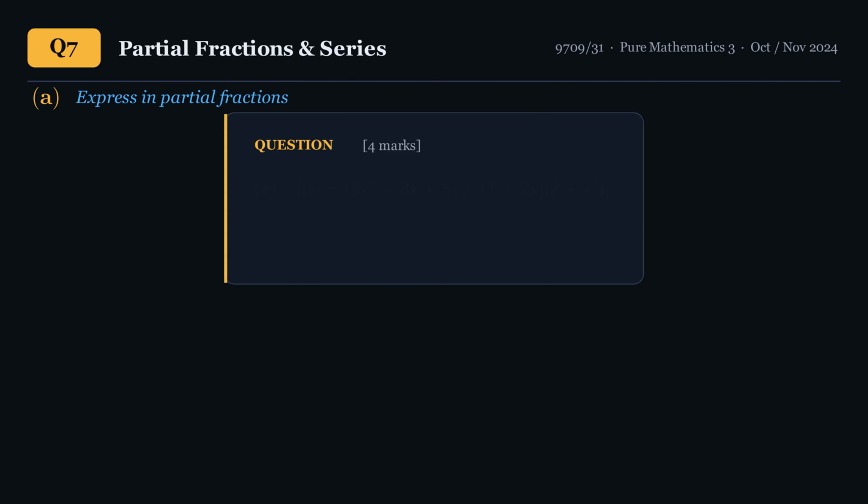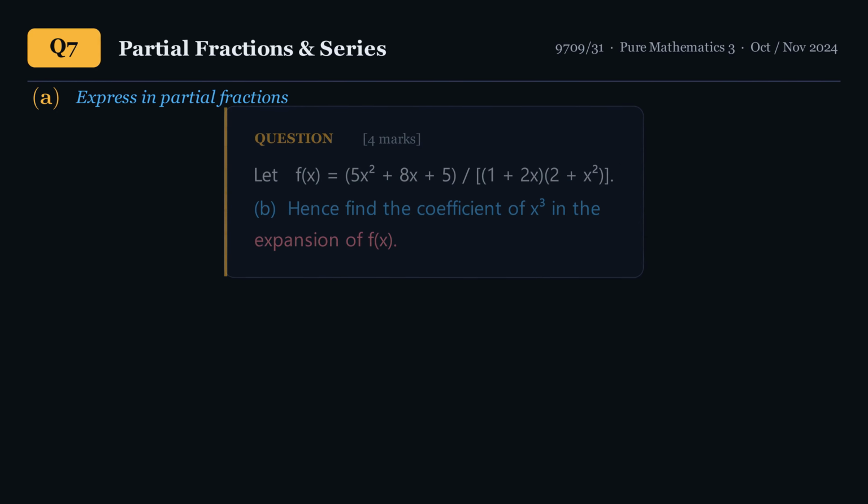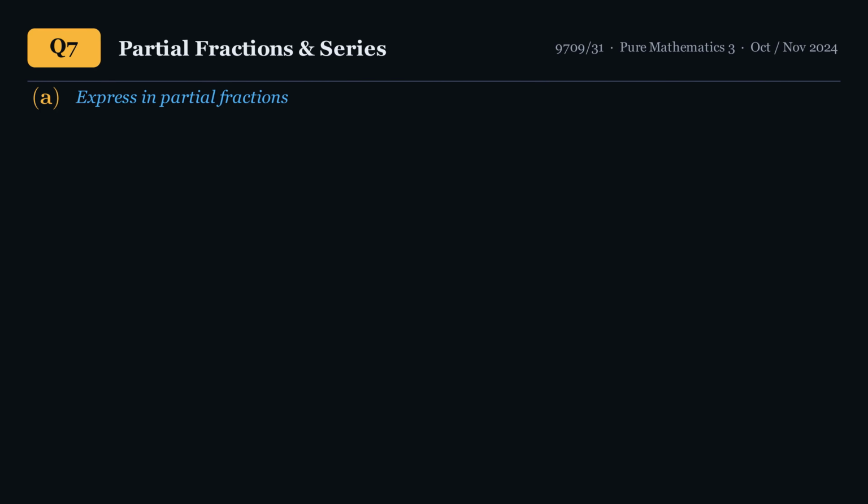Let f of x equal 5x squared plus 8x plus 5, over 1 plus 2x times 2 plus x squared. Part B. Hence find the coefficient of x cubed in the expansion of f of x. Now let's work through the solution step by step. Find the coefficient of x cubed.